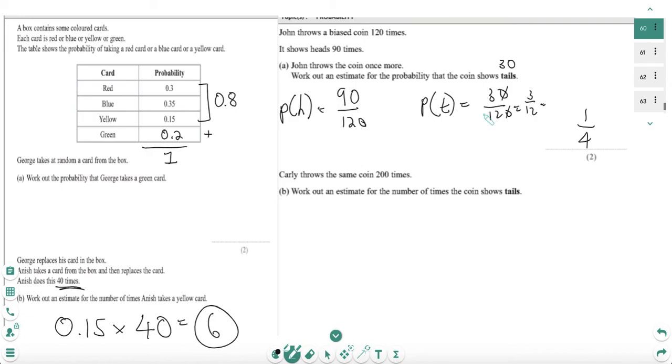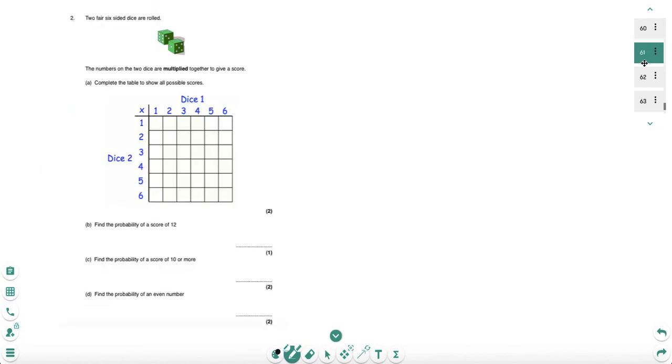That's his chance of getting a tails. Carly throws the same coin 200 times. Work out an estimate for the number of times the coin shows tails. So the probability of hitting tails is 1/4, and he does this experiment 200 times, so we're going to times it by 200, is 50. So 50 tails. Next page.